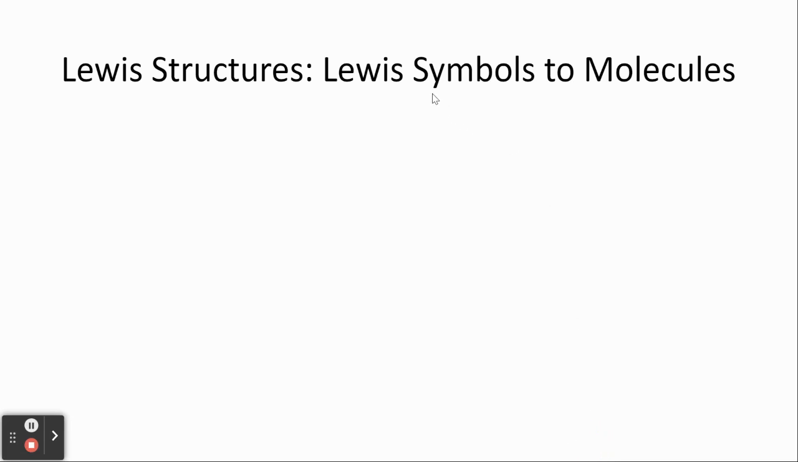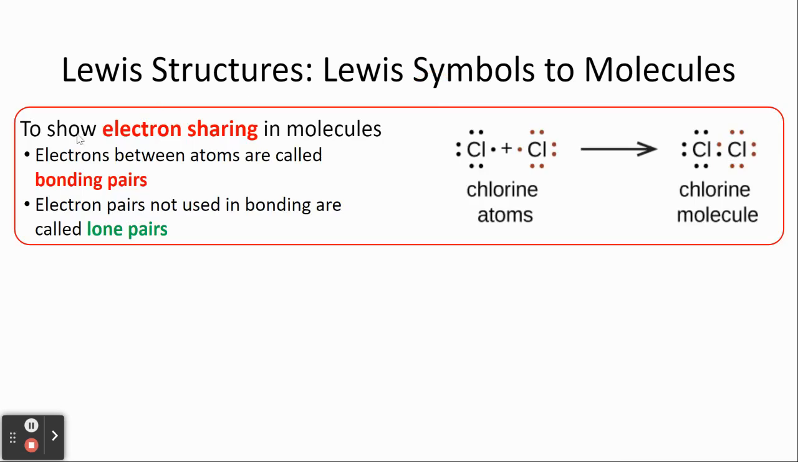Now, if we were to look at Lewis symbols in molecules, we're going to have two types of electrons. We're going to have what are called bonding pairs of electrons, which are electrons that are being shared between atoms. And we have lone pairs of electrons, which are not being shared in bonding.